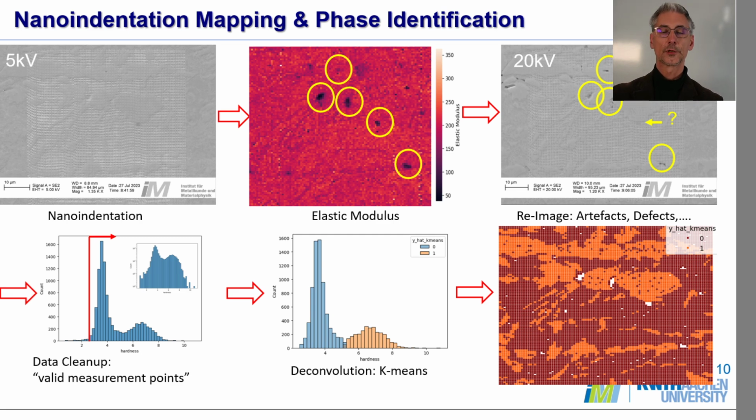Right, so the next step is then to clean up our data. For example, we want to only have the valid measurement points now, and say we exclude all those with very small hardness values, and then we can use our machine learning approach like k-means on this, and then we get our deconvolved map with phase identification.